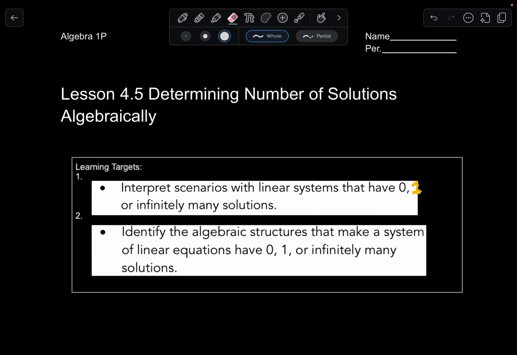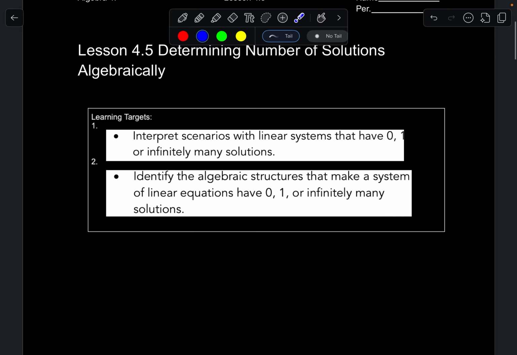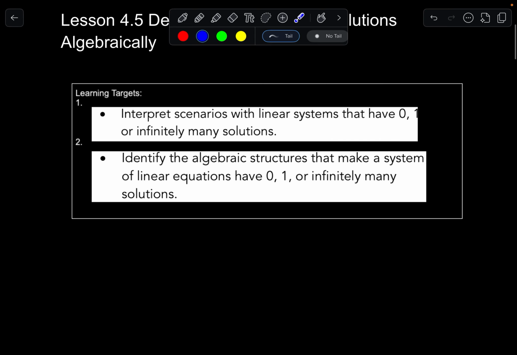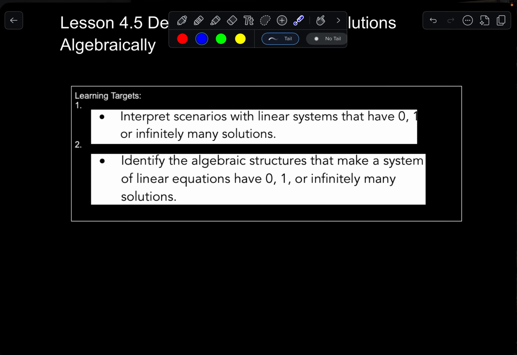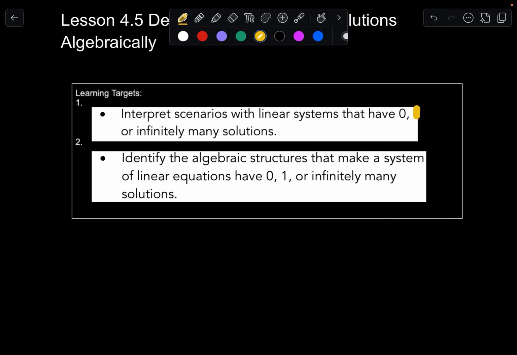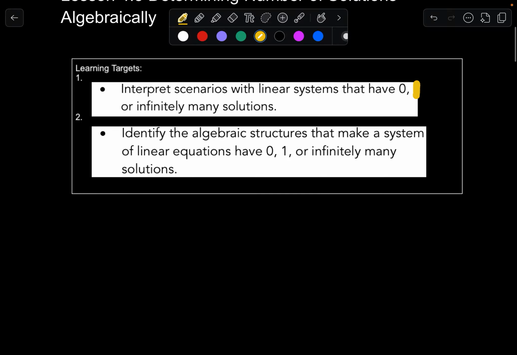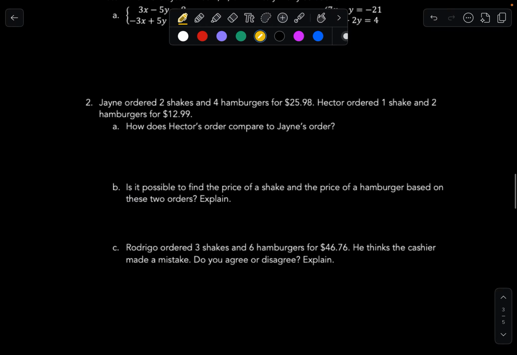Okay, so we're talking about the number of solutions of systems of linear equations. Interpret scenarios with linear systems that have 0, 1, or infinitely many solutions. What scenarios do you have with that? And then identify the algebraic structures that make a system of linear equations have 0, 1, or infinitely many solutions. All right, let me go down to here.